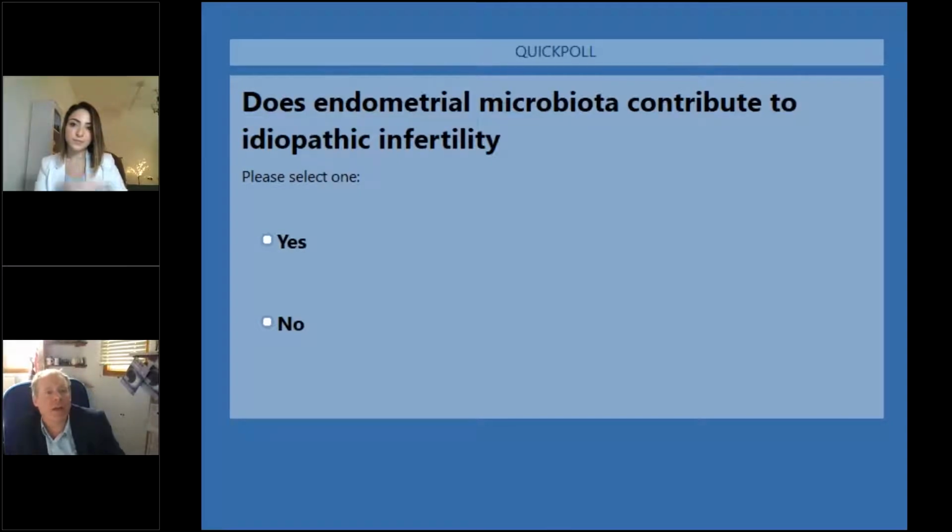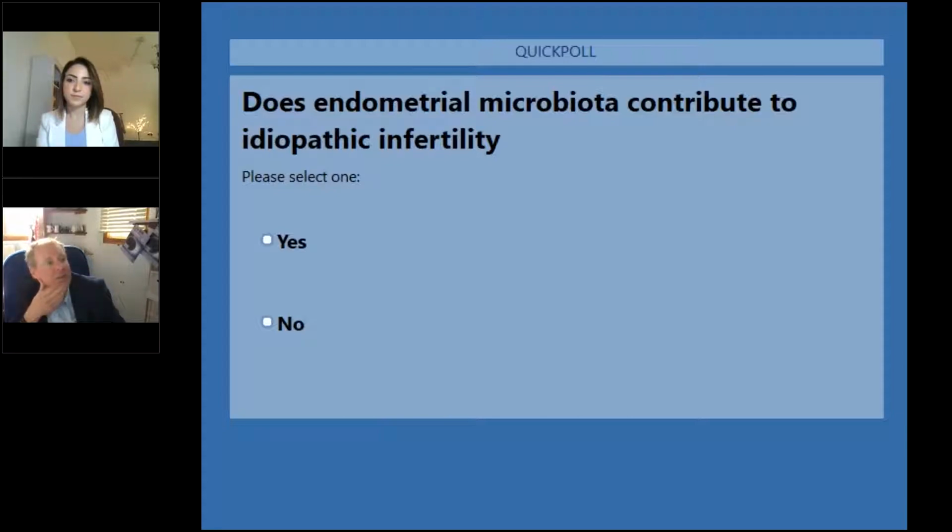Okay, ladies and gentlemen, we have a poll. Does endometrial microbiota contribute to idiopathic infertility? And it's a simple yes, no. So we would like you to vote if you would.